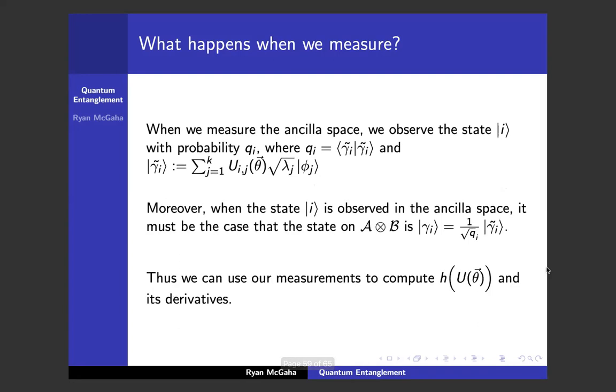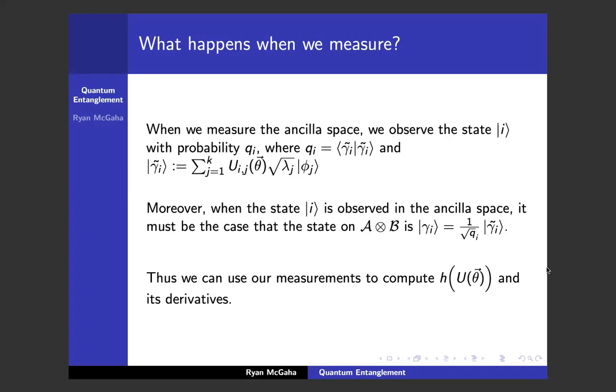Then you can use your measurements to compute that function h of U of theta and its derivatives. In general, you can just use a finite difference approach. It seems to work fine, and you use something like stochastic descent. When you do the finite difference approach, you can plug in theta plus h in a certain direction of theta, plug that back into your quantum circuit. So you're offloading some of that computation back to the quantum computer. Then you take your derivatives, compute them, and update your theta again.